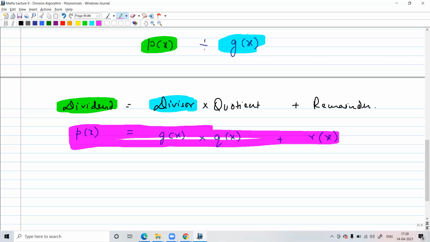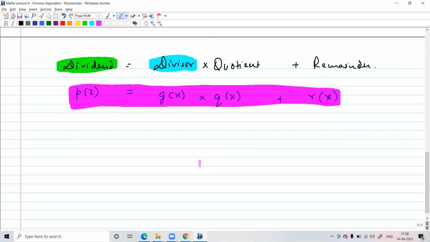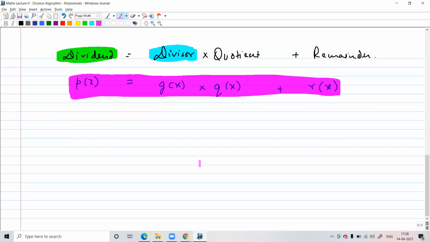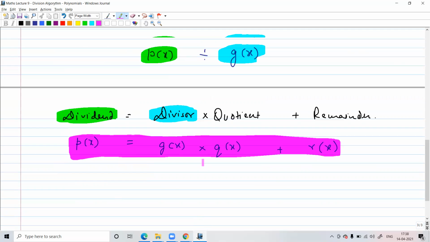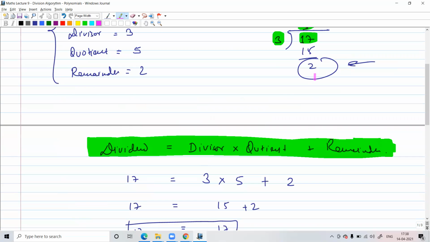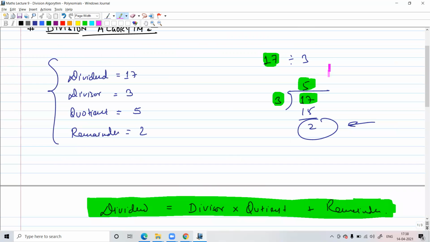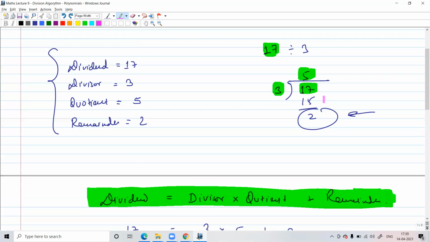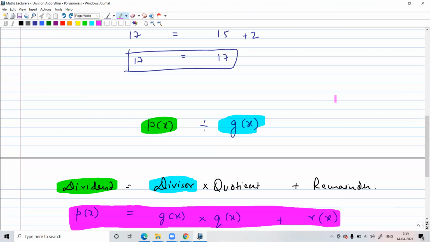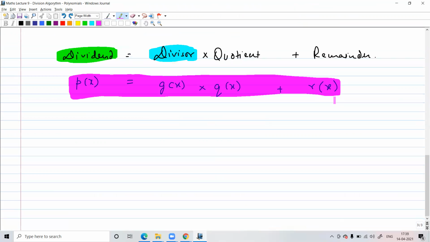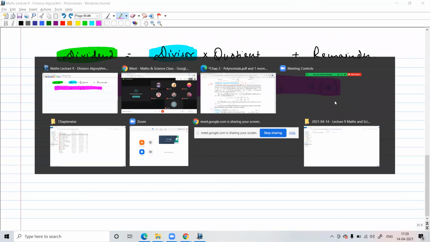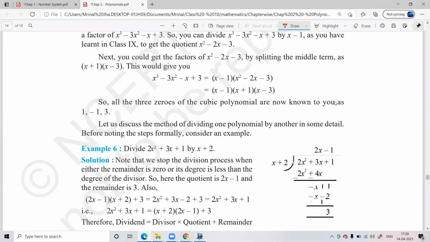Keep this in mind. Right now, I have not explained how to divide polynomials and how to get the quotient and remainder. So this may not make sense completely to you right now, but we will take examples and we'll divide and find the quotient and remainder, like we did when we divided 17 by 3, we got the quotient as 5 and remainder as 2. Same way, we will take some polynomials and try to fit that into this algorithm. So let's take this example itself from your NCERT book.